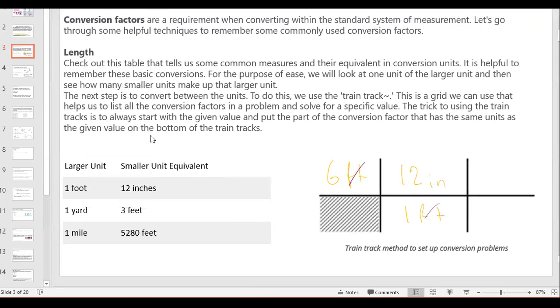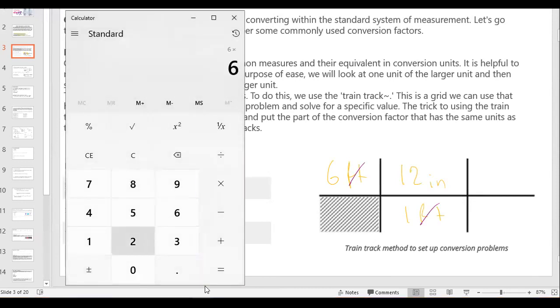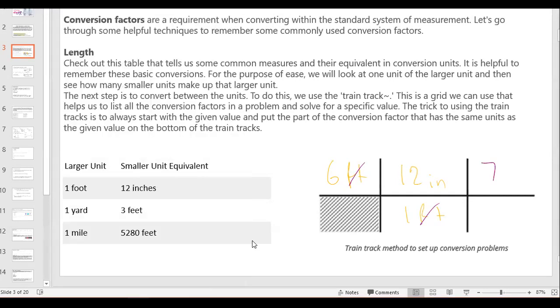Our feet will cancel. And 6 times 12 equals 72. And then 1 times 1 is going to be 1, which is going to be 72 divided by 1 is 72. So what we're left with is inches.